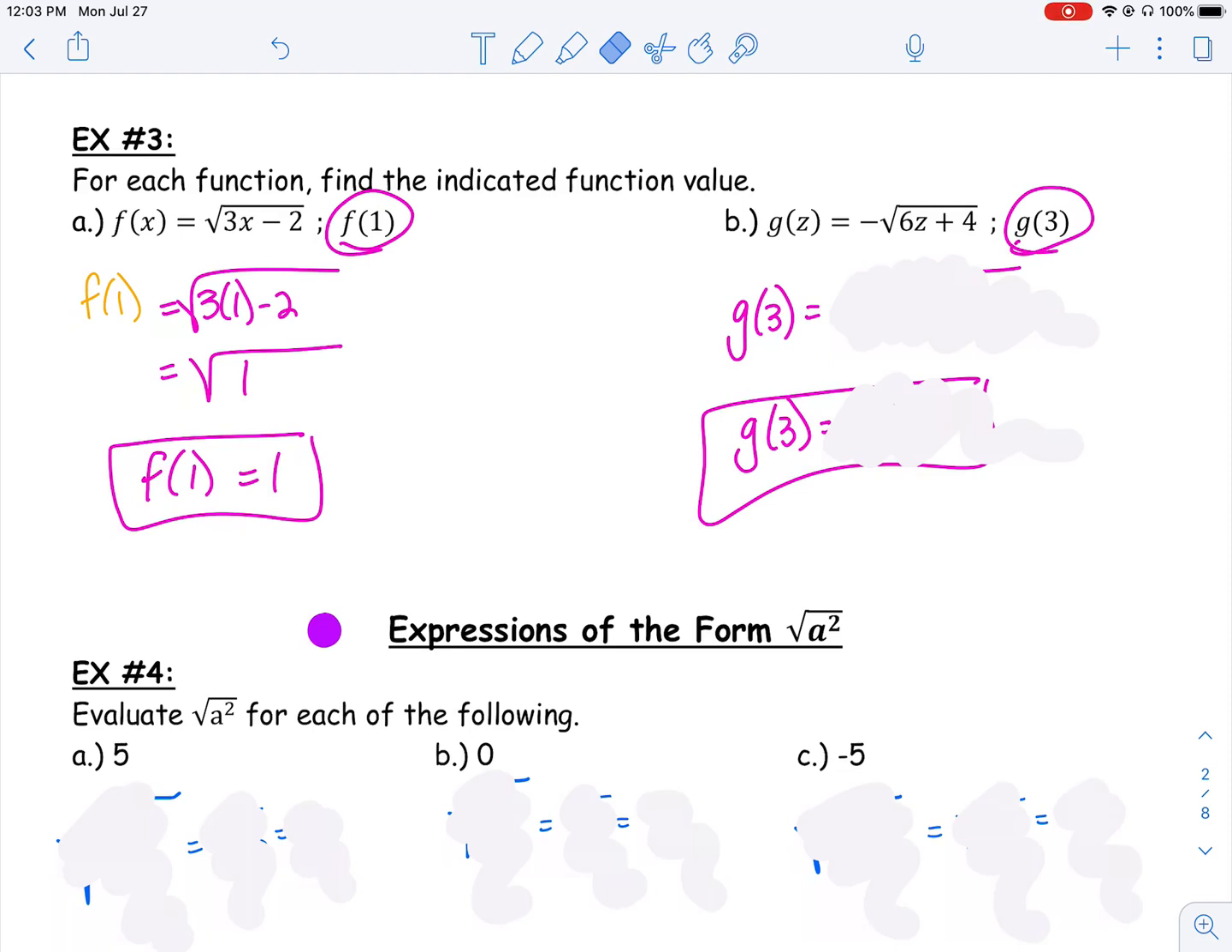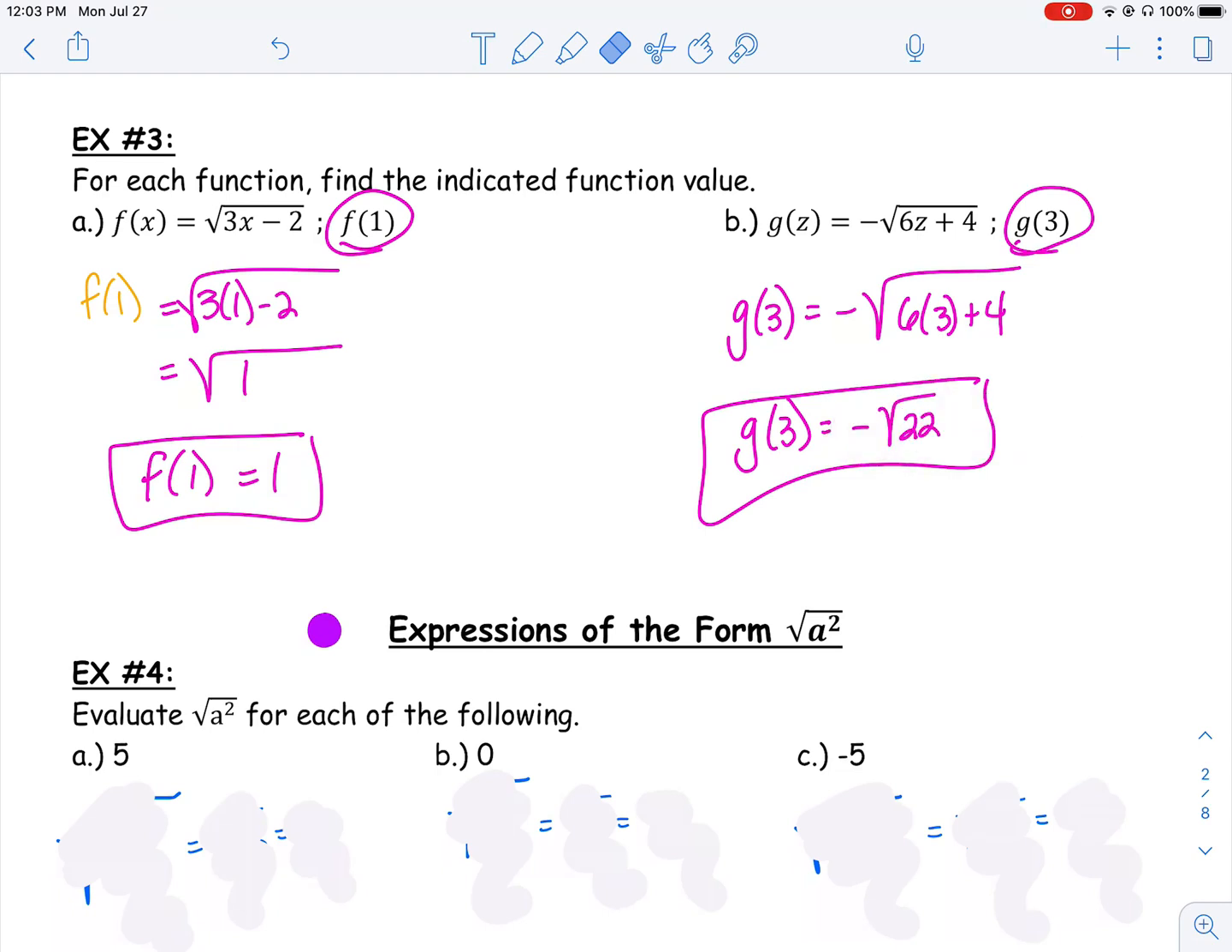Let's do b. b says that we have g of z, which is negative the square root of 6z plus 4. And as long as that negative is outside, we should be okay so far. It's asking us to find g of 3. That means in our g function, we want to substitute in 3 for z. Let's substitute in our 3 and let's simplify. 6 times 3 is 18. 18 plus 4 is 22.